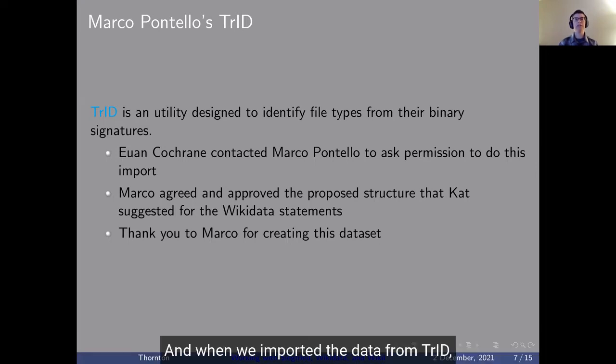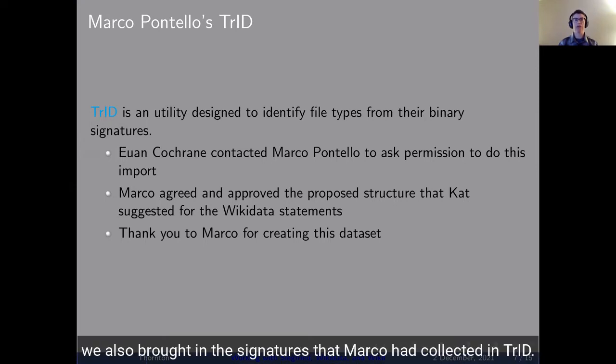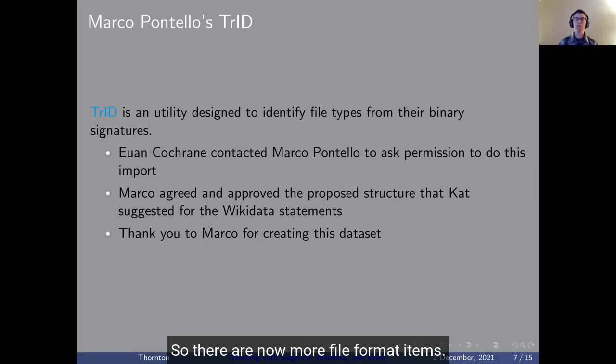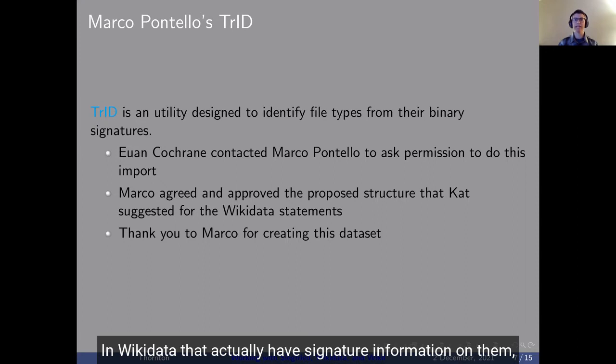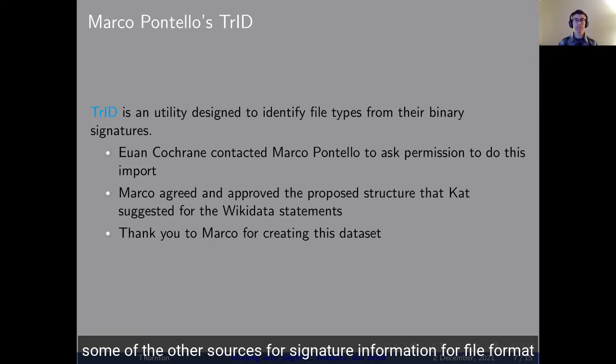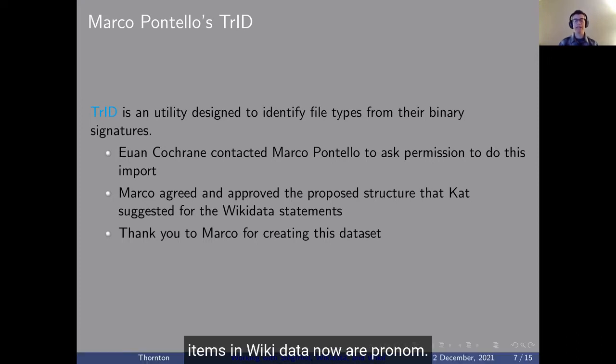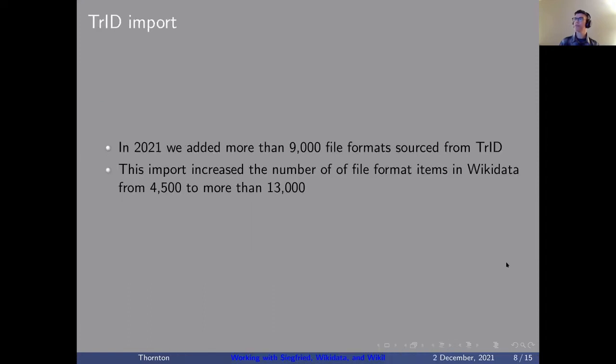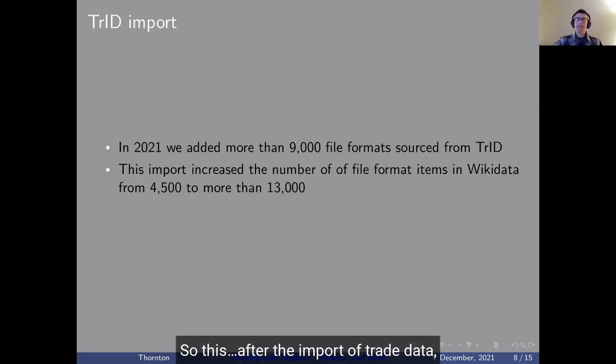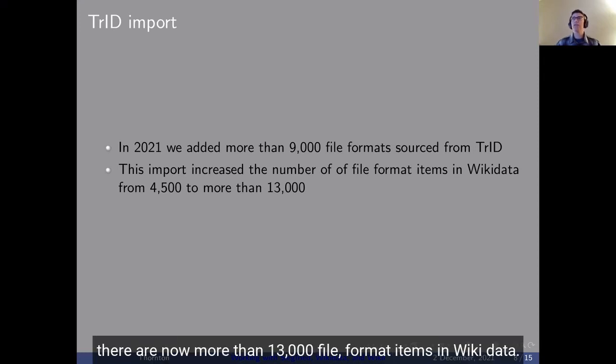And when we imported the data from TRID, we also brought in the signatures that Marco had collected in TRID. So there are now more file format items in Wikidata that actually have signature information on them. Some of the other sources for signature information for file format items in Wikidata now are PRONOM, of course, Gary Kessler's signature file, and there are also a few other sources. So after the import of TRID data, there are now more than 13,000 file format items in Wikidata.